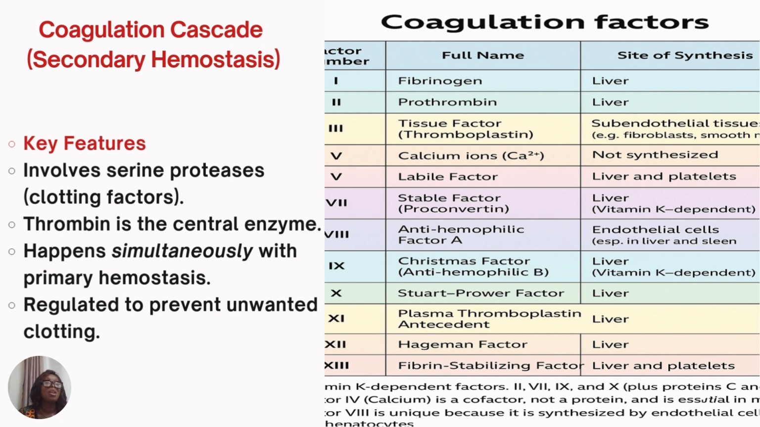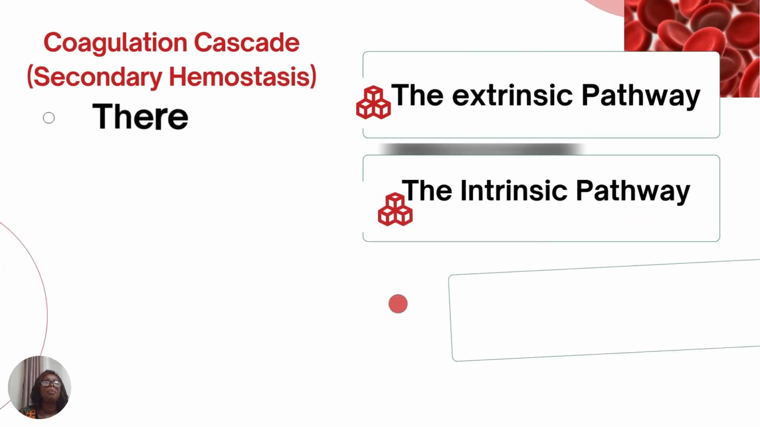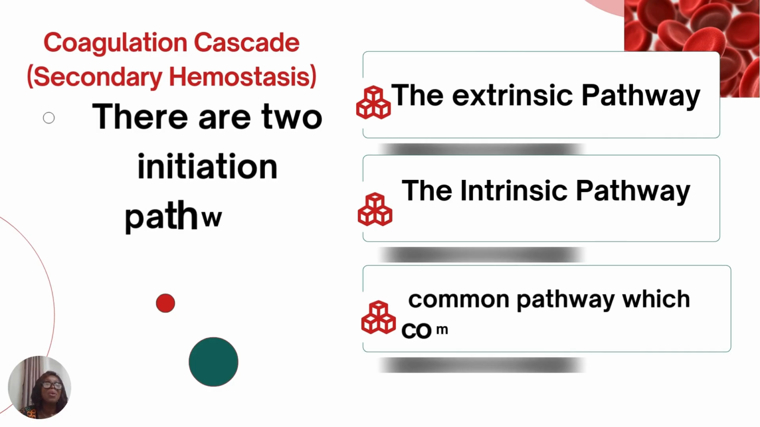Factor twelve is Hageman factor, synthesized in the liver. And finally, factor thirteen is called fibrin stabilizing factor, also synthesized in the liver. All these factors help in carrying out the enzymatic reactions that bring about the formation of fibrin, which stabilizes the initial platelet plug in secondary hemostasis.